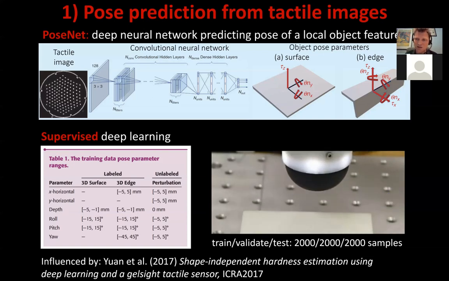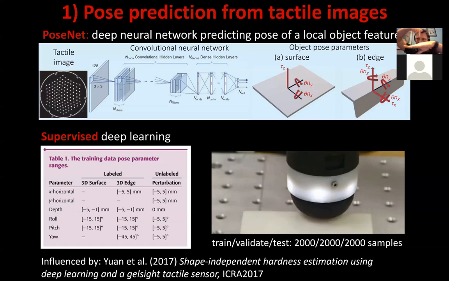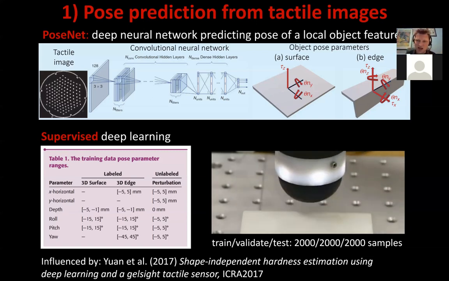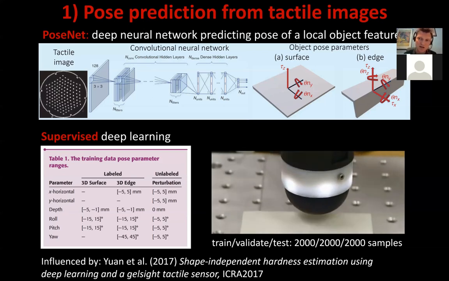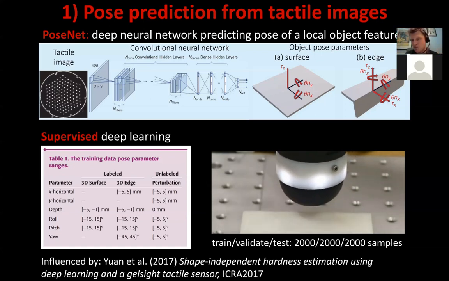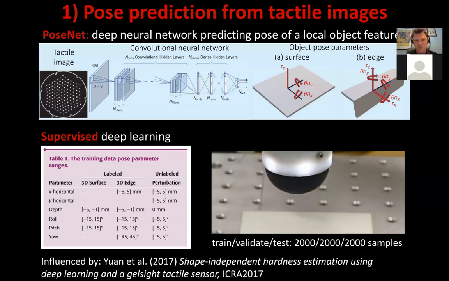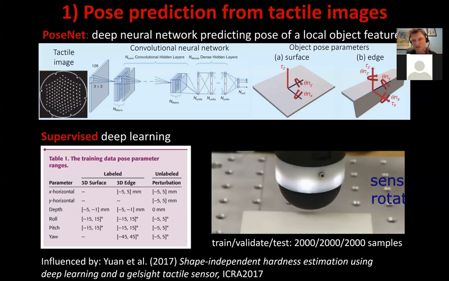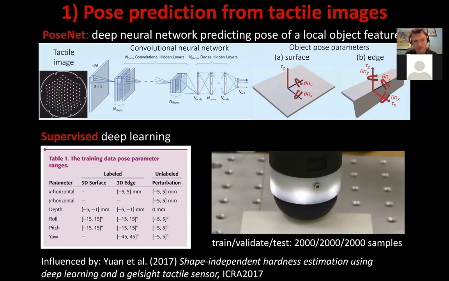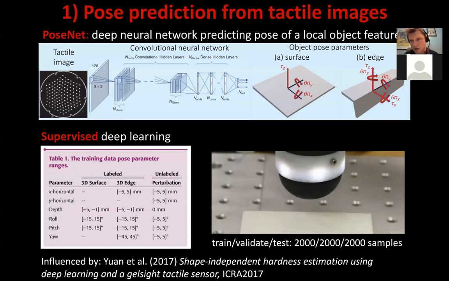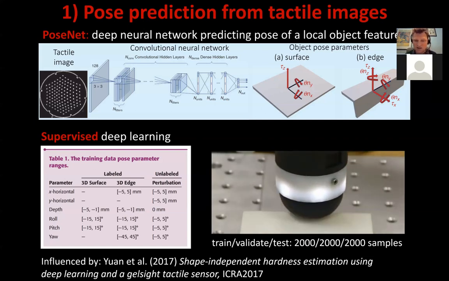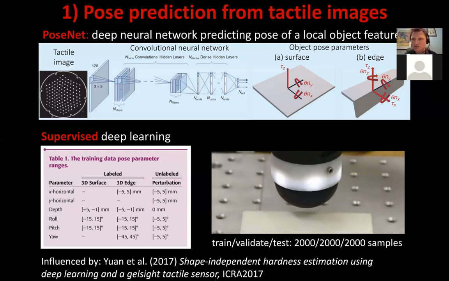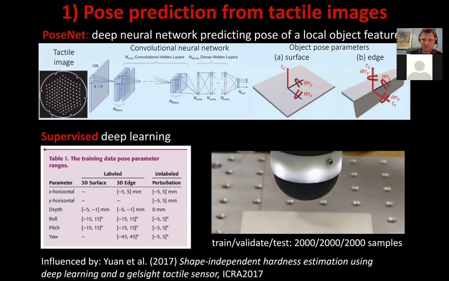For the surface, there are three pose components to be predicted: the orientation of the sensor relative to the surface, and the depth. For an edge, there are five pose components to be predicted, because for a straight edge you can't get information about where you are along the edge, but you can get information about the other five components. We used a supervised deep learning framework where we trained the network with randomly sampled poses, about 2,000 for train, validation and test, with some subtleties that I'll come to in a minute.